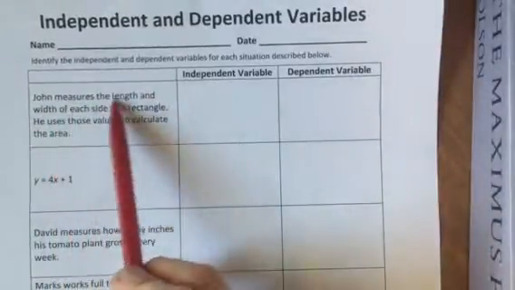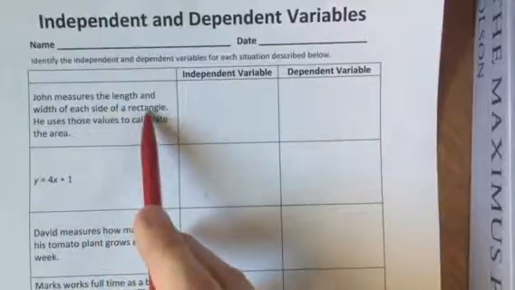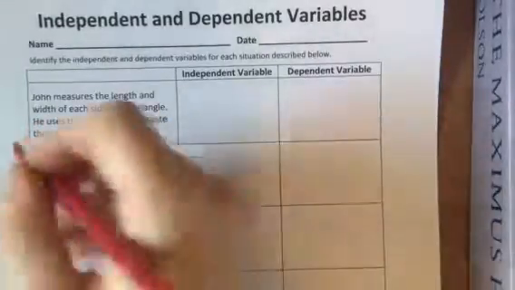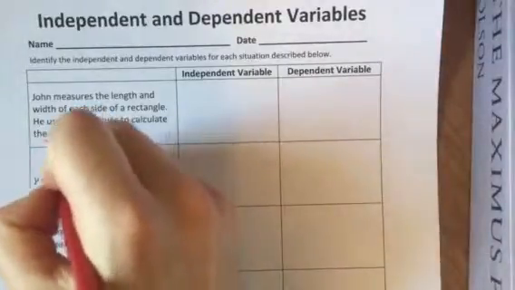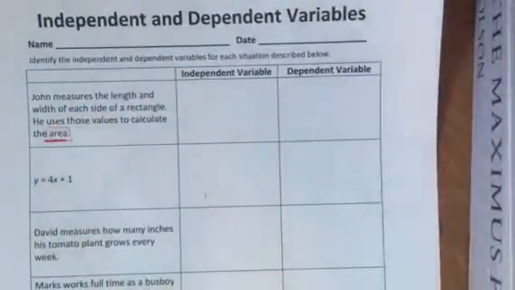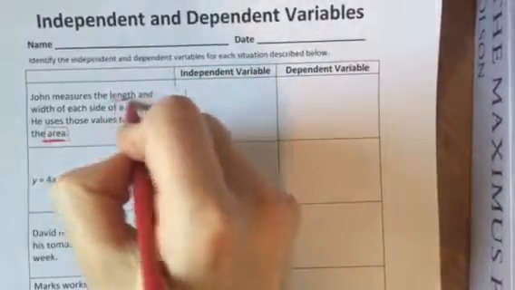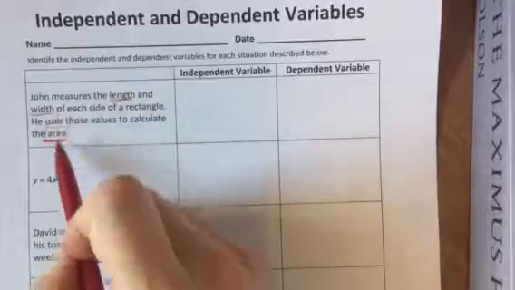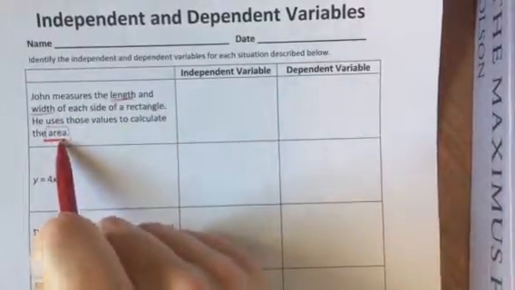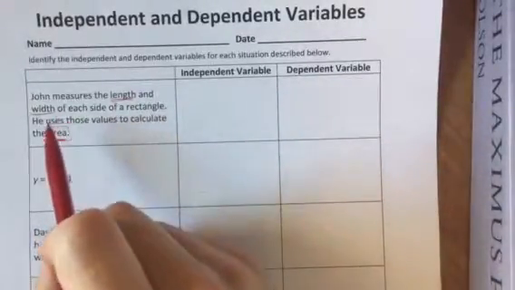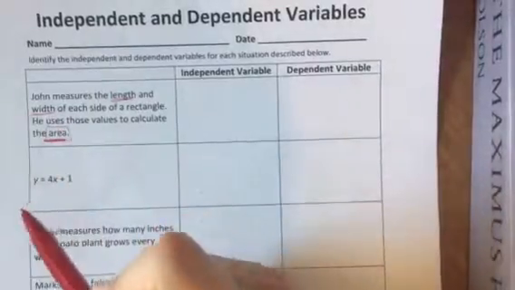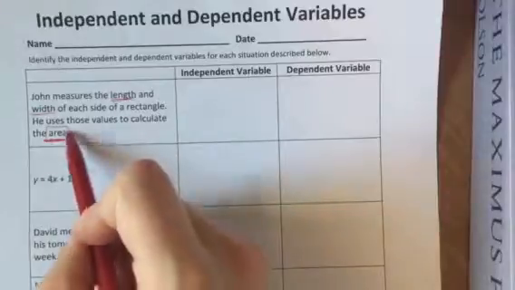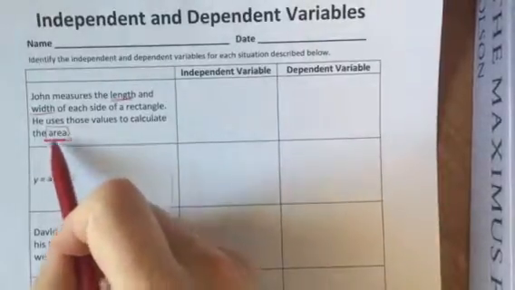So here we've got John measures length and width of each side of a rectangle, and he uses those values to calculate the area. So this one's a little bit confusing because there are actually three things that are changing in the problem. You ask yourself, what's changing? I've got three things. I've got length and width, and I've got area. But you can ask yourself, which one of these is dependent? Which one depends on the other ones? Or what's the output? Or what's more like the effect instead of the cause?